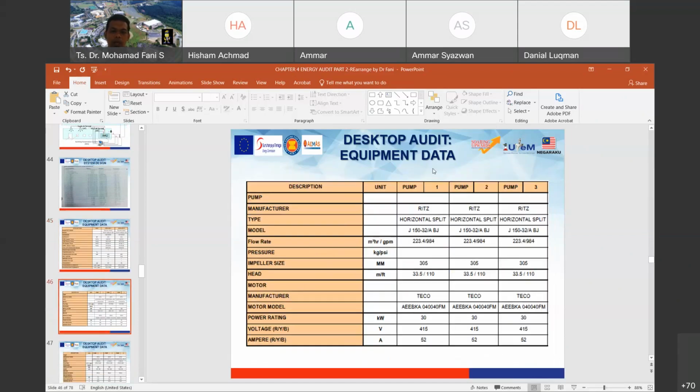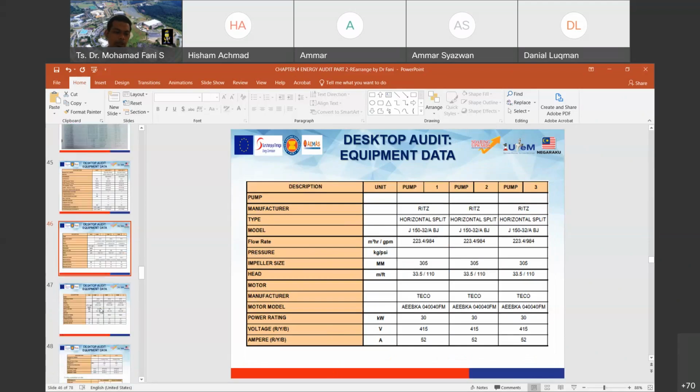And also for the pumping system. This one is an example of how the auditor collects the desktop audit equipment data from the nameplate, for the nameplate of the pump and also for the chiller.